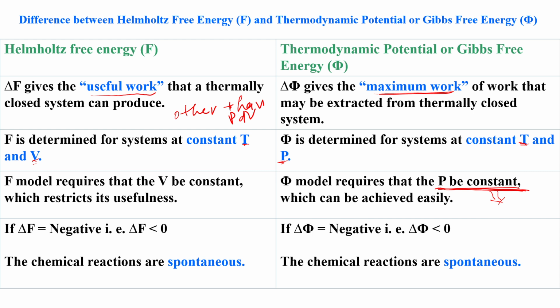The fourth point is the same: when del F becomes negative, or del F is less than 0, then it represents that your chemical reaction is spontaneous or feasible. So it indicates the feasibility or spontaneity of chemical reactions also. Similarly, when del phi is negative, or del phi is less than 0, the chemical reactions are also spontaneous or feasible. There is no difference in the fourth property of del phi and del F. Thanks for listening and watching.